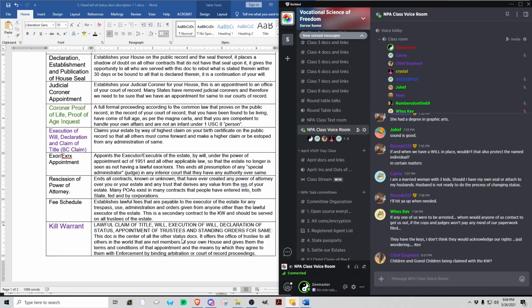Okay, so next question. If any one of us were to be arrested, whom would any one of us contact to get us out if the cops and judges won't pay a mind to our paperwork file? You contact your special master. When you've appointed a special master of your superior court and you have it signed and you have it sealed, all they have to do is go down and get a certified copy of the special master appointment out of the public record, file it into the court, and then that special master can enter into your court and file a habeas corpus on his or her sovereign's behalf, basically, and can run the whole entire court. Your special master can run your superior court of record without you being there.